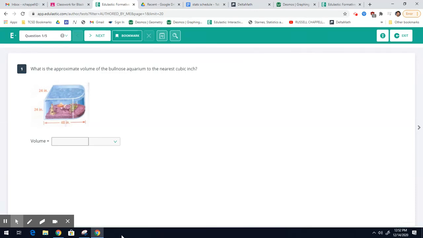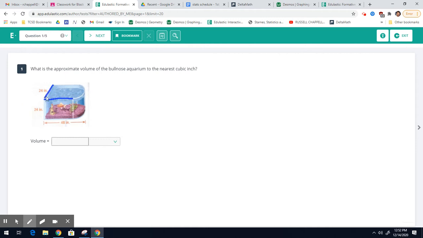All right, so let's take a look at some problems here on Edge Elastic, a little bit more trickier modeling problems. It says, what is the approximate volume of the bullnose aquarium to the nearest cubic inch? So I apologize if it's hard to see here, but this bullnose aquarium means that it's not a straight rectangular prism like you might expect most aquariums, right? So this edge goes to here, and then it rounds off at the end.